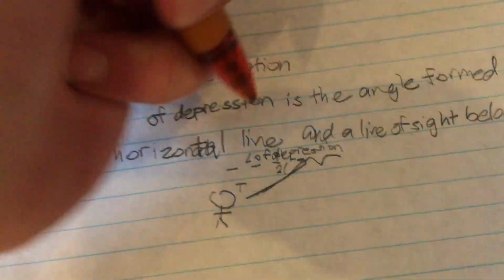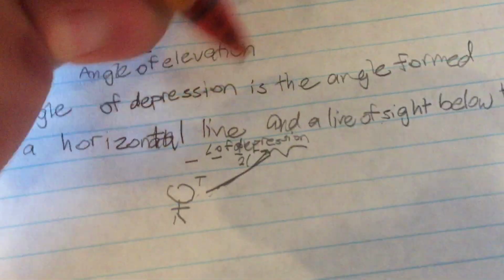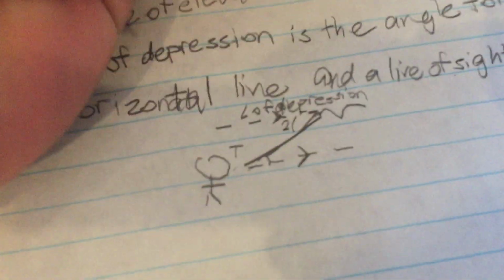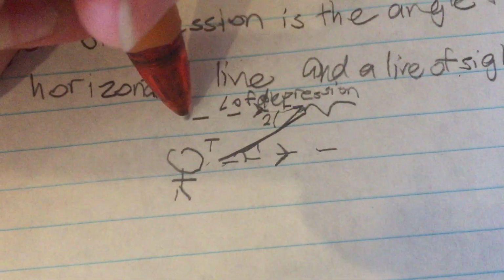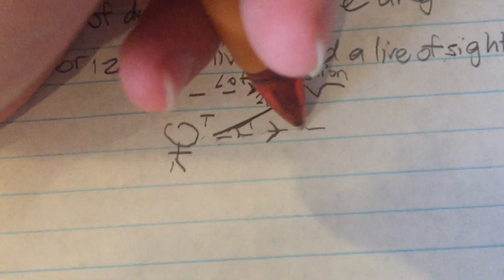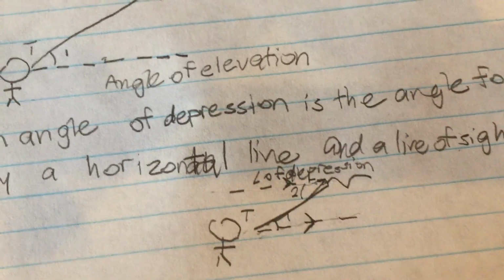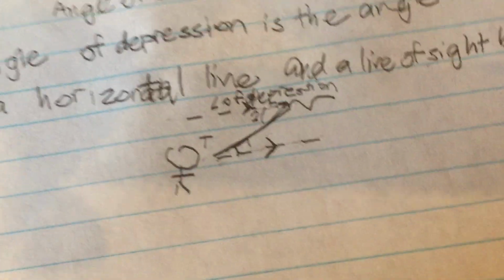But here's the thing. They're looking at each other, right? So that means they create basically the same angle. The horizontal line from the angle of depression and the horizontal line from the angle of elevation are parallel. So if you don't like working with upside down triangles, let me show you. They're parallel because of the alternate interior angles definition and theorem. So let's give you a practice problem.